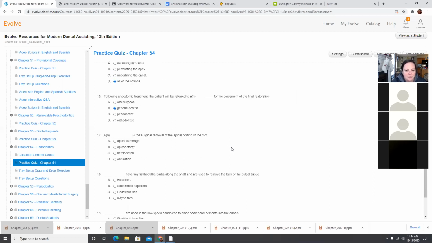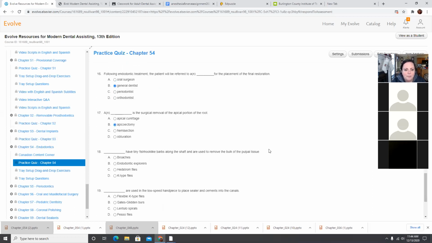A blank is the surgical removal of the apical portion of the root. The surgical removal of the apical portion of the root. Just the apex of the root. B. B. Blank have tiny fish-like barbs along the shaft that are used to remove the bulk of the pulpal tissue. Broaches. A.